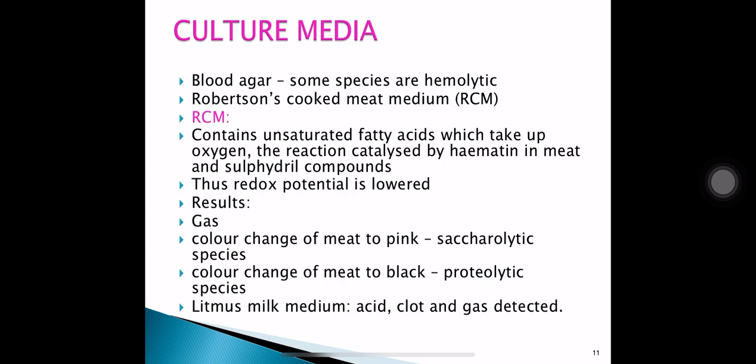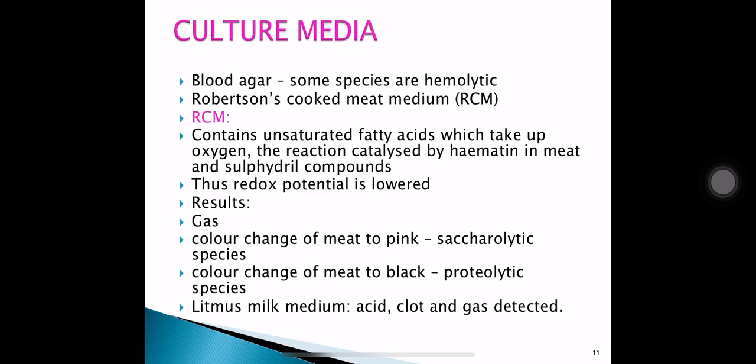In RCM, meat particles contain unsaturated fatty acids, and these unsaturated fatty acids take up the oxygen and reduce the redox potential. When the bacteria grow in Robertson cooked meat medium, they will produce gas, and they can change the color of the meat to either pink or black. The saccharolytic species convert the meat to pink, and the proteolytic species convert the meat to black.